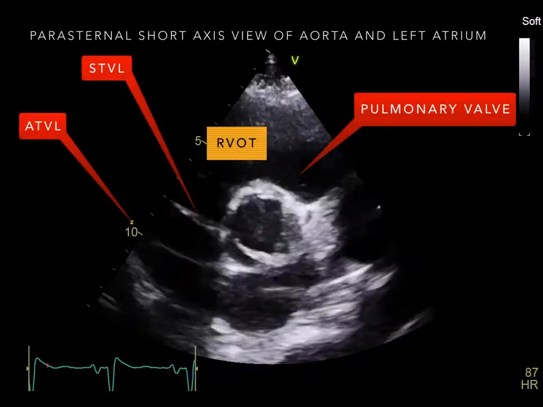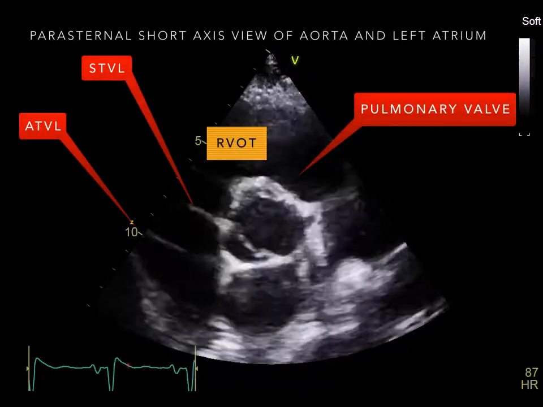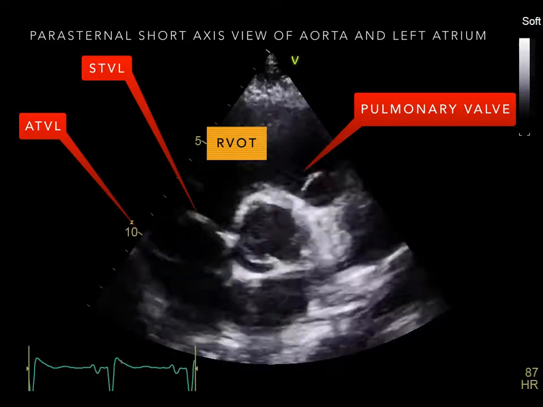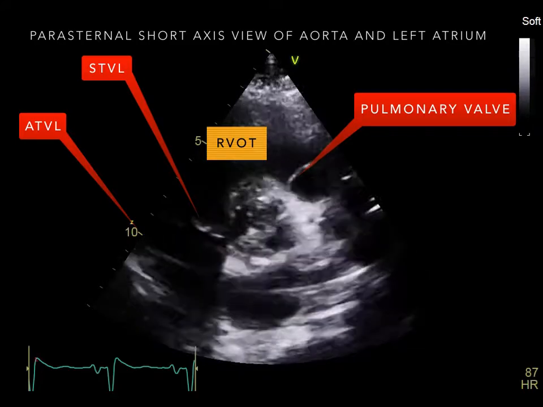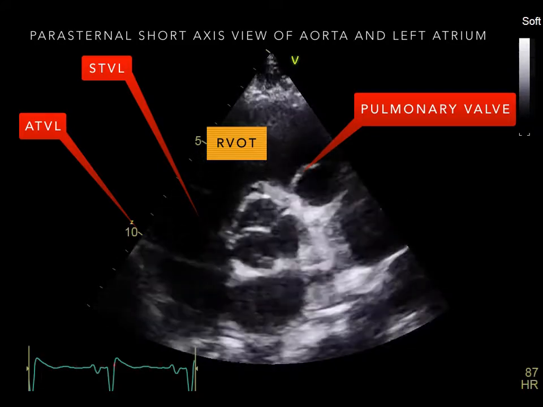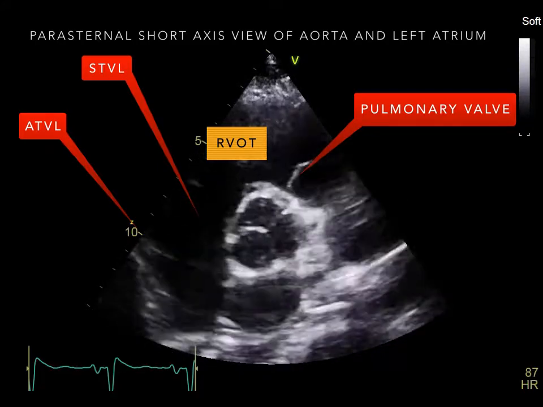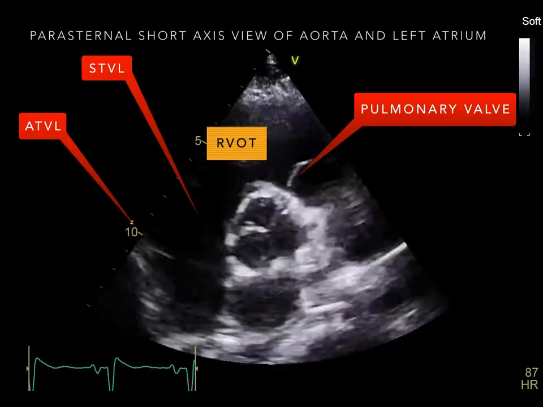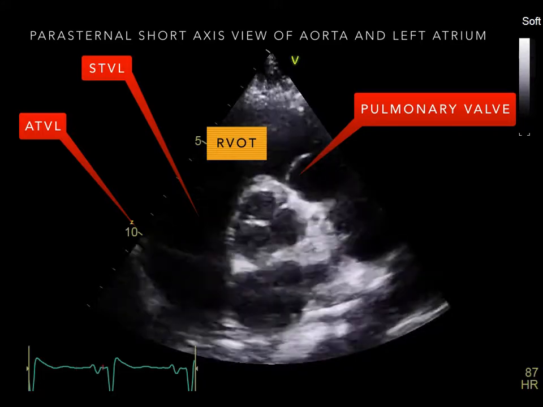The septal and anterior leaflets of the tricuspid valve are visible to the left-hand side of the image. The RVOT crosses anterior to the aorta from the left to right, and two of the three pulmonary valve leaflets can be seen on the right-hand side of the image.